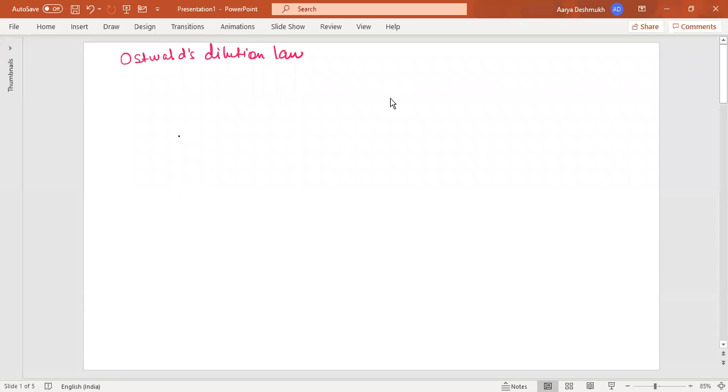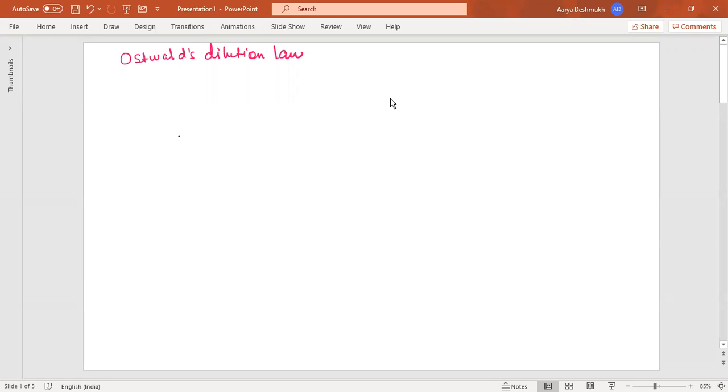So let us start with the next lecture, that is Ostwald dilution law. Now Arrhenius' concept of acids and bases was expressed quantitatively by Ostwald in the form of the dilution law in the year 1888. Whatever was told by Arrhenius qualitatively was put forth by Ostwald in a quantitative manner.